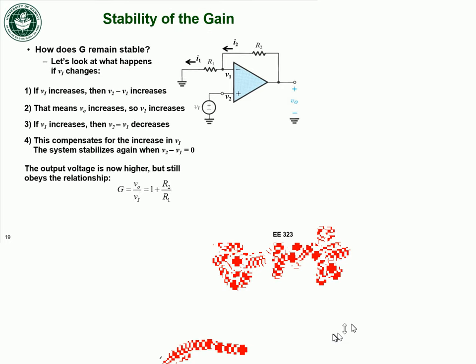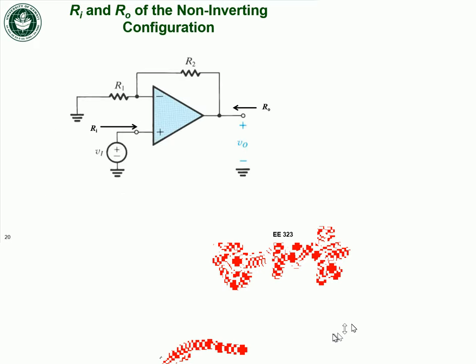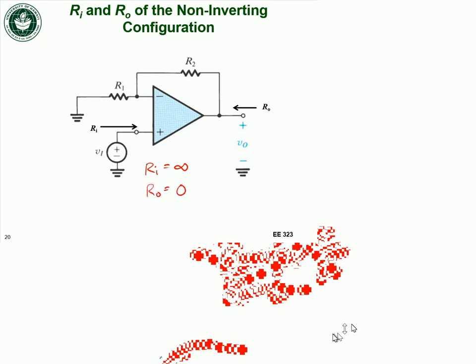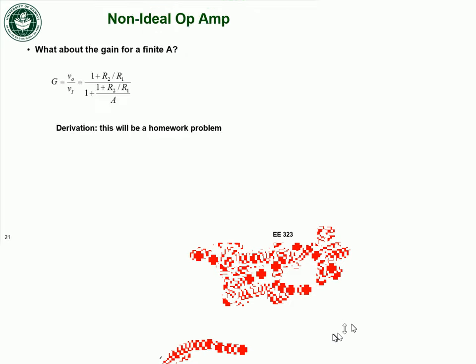Then we looked at gain stability, and we said that the input resistance is infinite and the output resistance is zero. So our non-inverting configuration should function as a very good voltage amplifier, ideally.